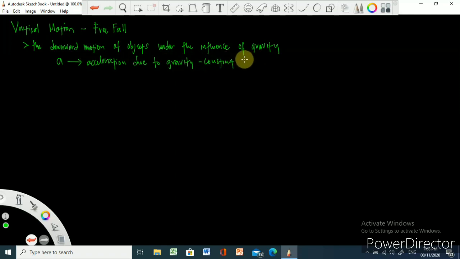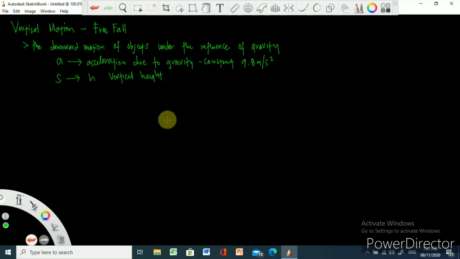Constant. And what's the value of it? 9.8 meter per second squared. Okay? And yung S natin, which is displacement, this time, it will become H, which refers to the vertical height. Ayan. So, in free fall, A becomes G, which is constant, and S becomes H, the vertical height.